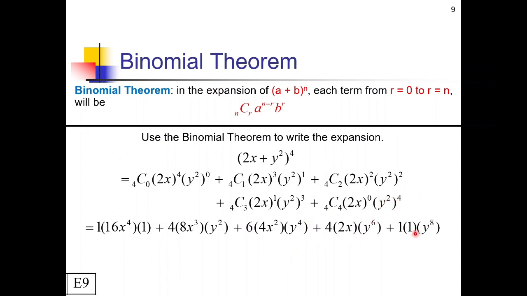We'll do our final round of simplifying now. This just does take a while, but it's still a lot faster than Pascal's triangle or writing 4 of these and multiplying it out the long way. So back in the beginning, this is just 16x to the 4th. Here we have 32x cubed y squared. Next, this is 24x squared y to the 4th. After that, this is 8x y to the 6th. And finally, this is just y to the 8th.